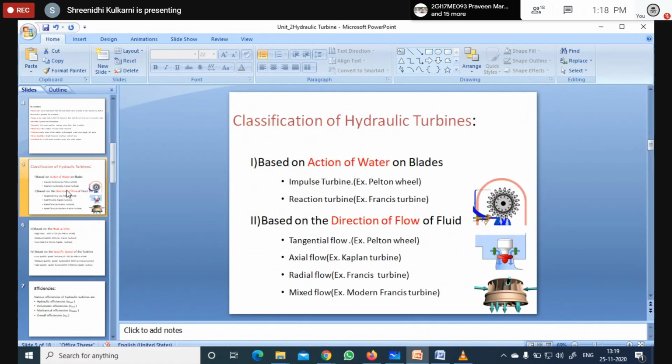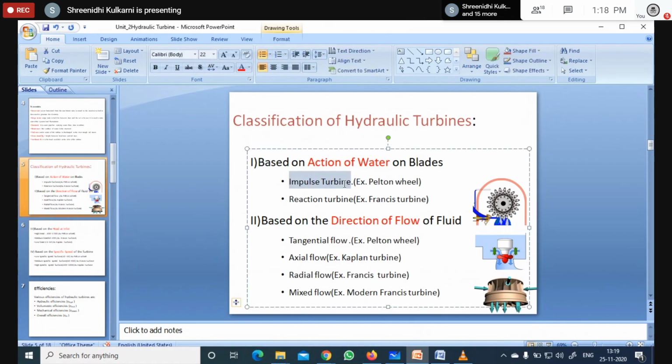I'll repeat once again because in the lab you have the Pelton wheel and the Francis turbine. If they ask what the characteristics of the Pelton wheel and Francis turbine are, you should be ready to answer. Pelton wheel is a type of impulse turbine, tangential flow, high head and low specific speed turbine. Similarly, the Francis turbine is a type of reaction turbine, in a radial flow type, or simply we can call it a mixed flow type.